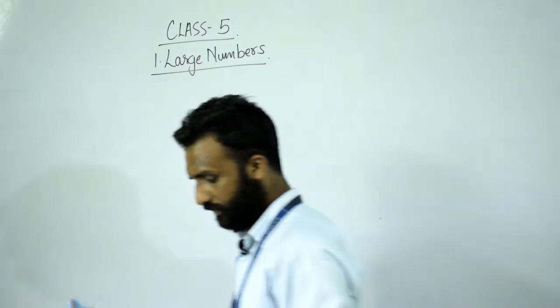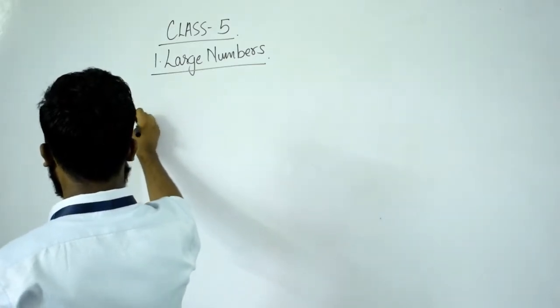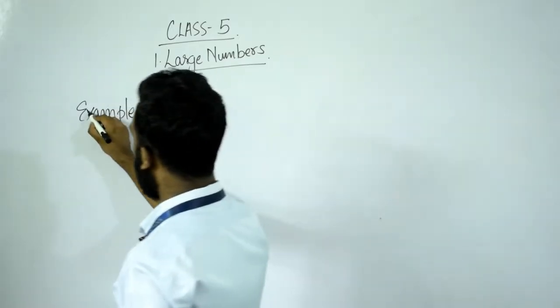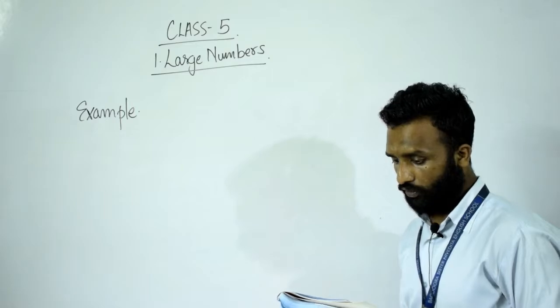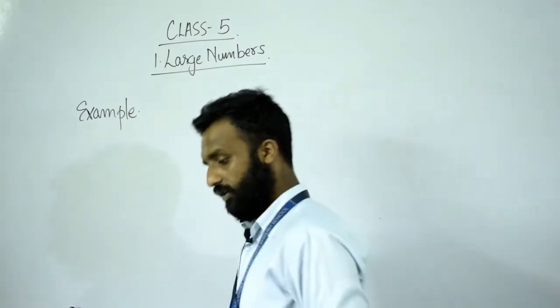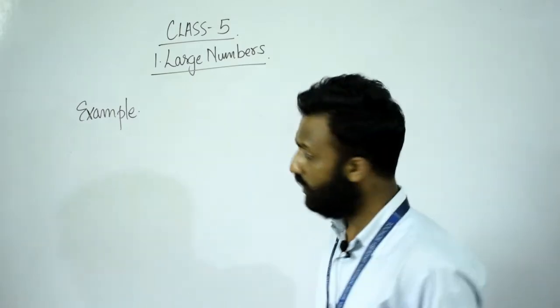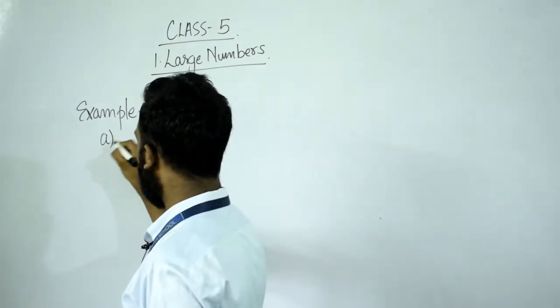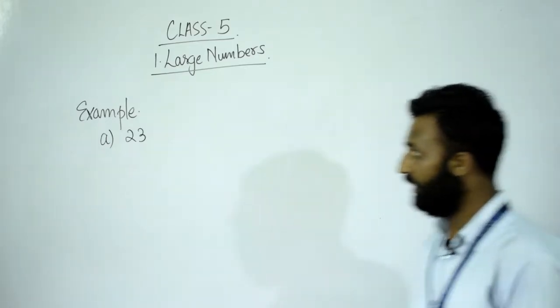Okay, see here, I'm giving an example. First we'll do a short recap, then I will go with the exercise. So, rounding of the numbers to the nearest 10. The first one I'm going to explain is the rounding of a number to the nearest 10. I'm taking a small number, that is 23.